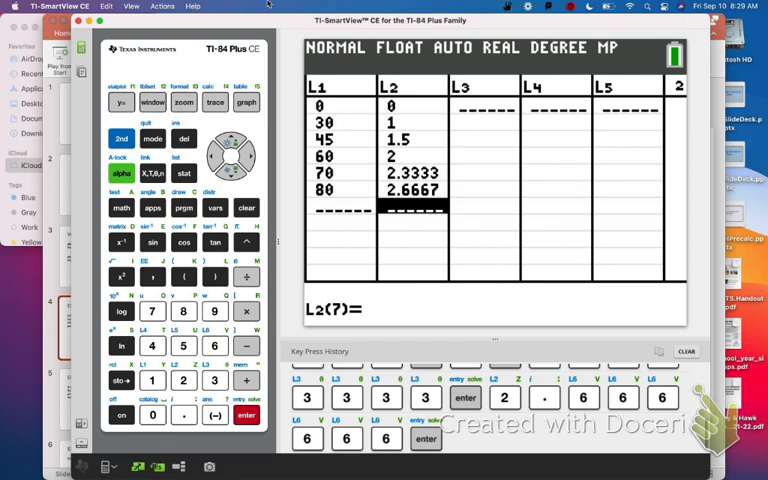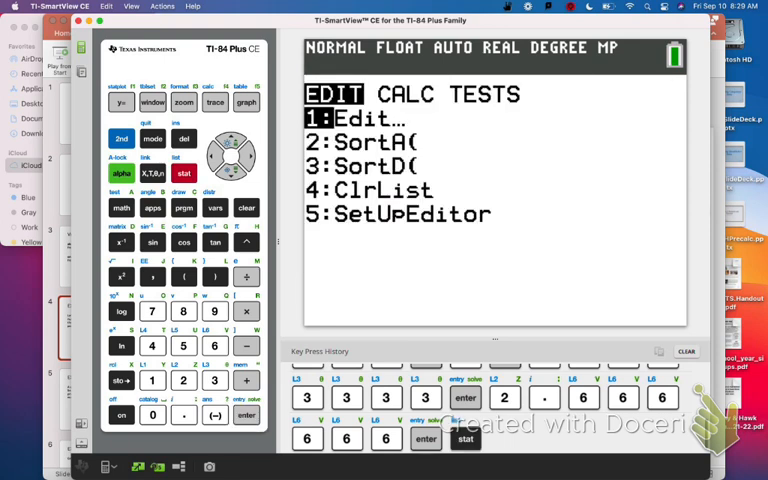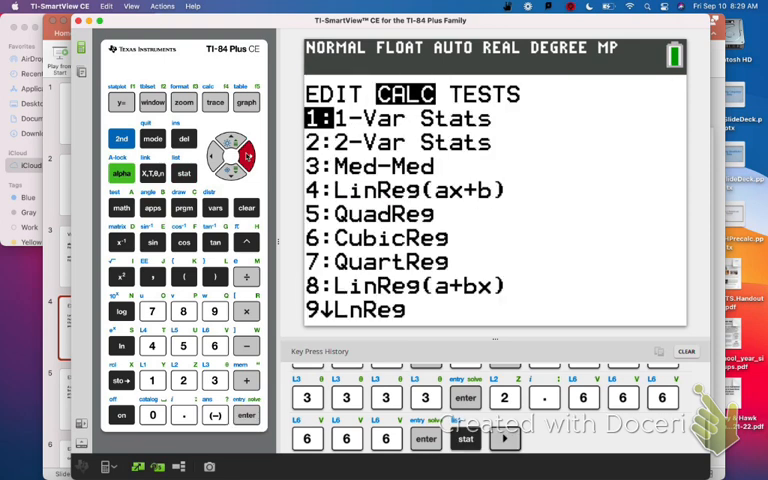I just put in a whole bunch of 3s and a whole bunch of 6s. Okay, so now we have both our x and our y values in a table. So now what we can do is go back to that stat button. We'll go over to calculate.